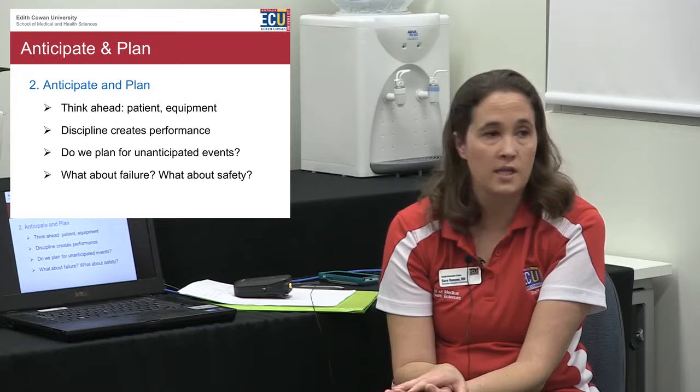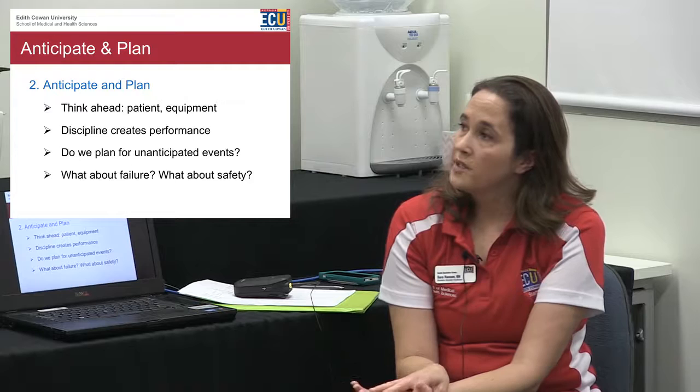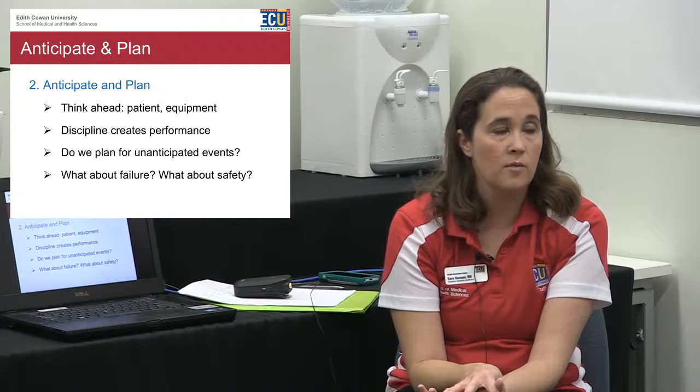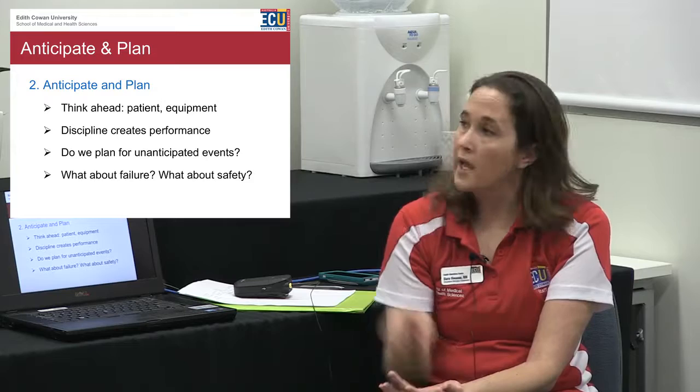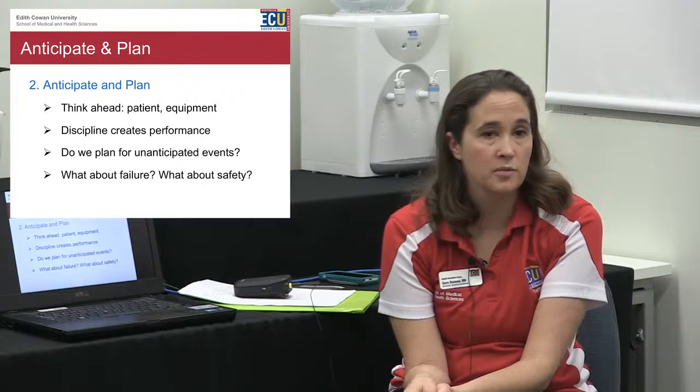The second one is discipline creates performance. That's about not taking shortcuts. So if you create the discipline to check your safety equipment, for example, every time, you're creating a standard, and in case you need to perform it, aka use that, you will be able to, because you've created that discipline within yourself to do that double checking.